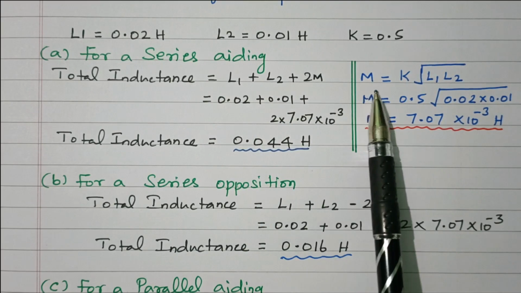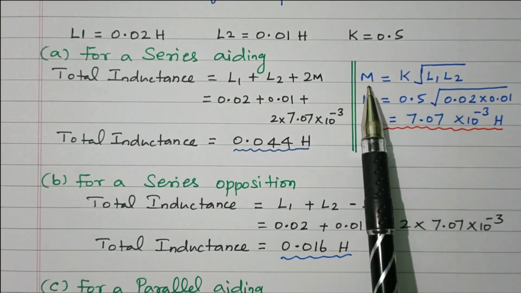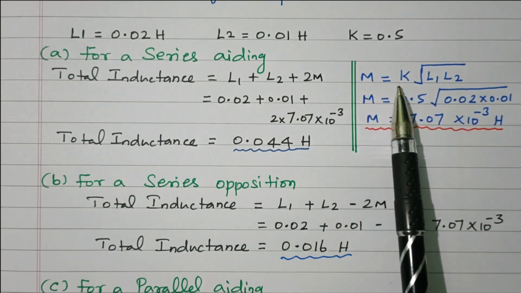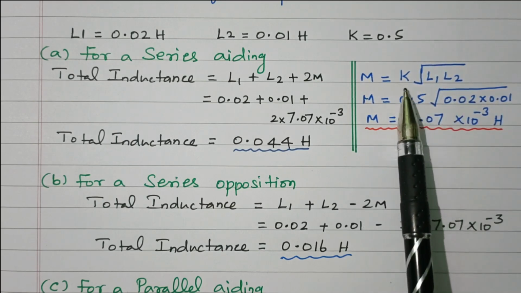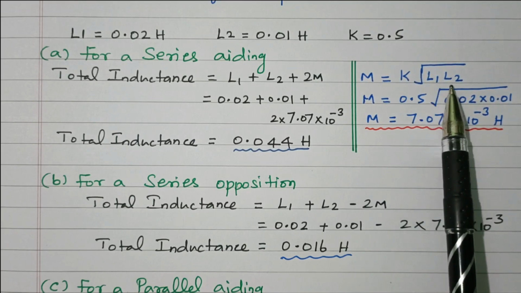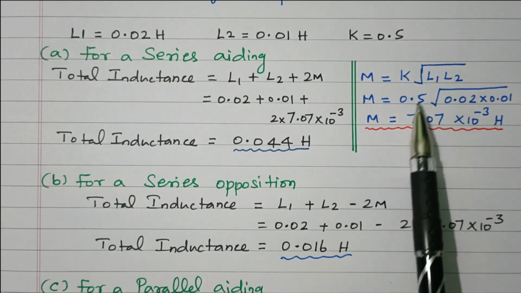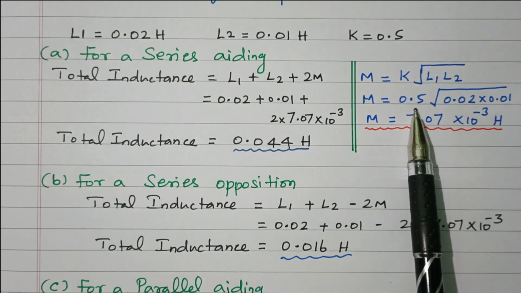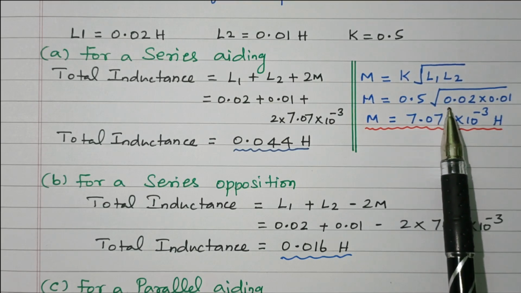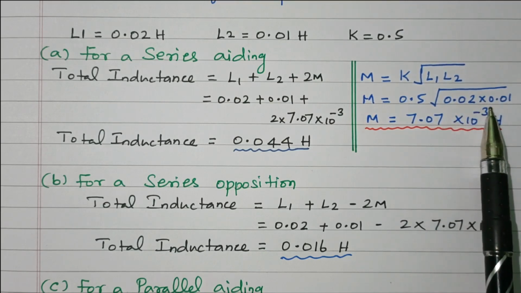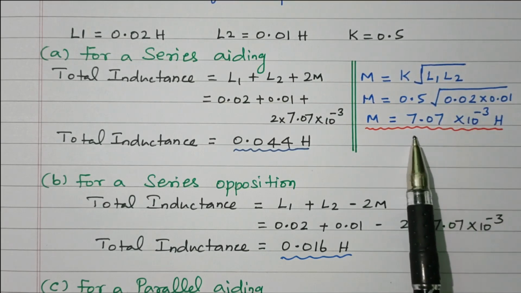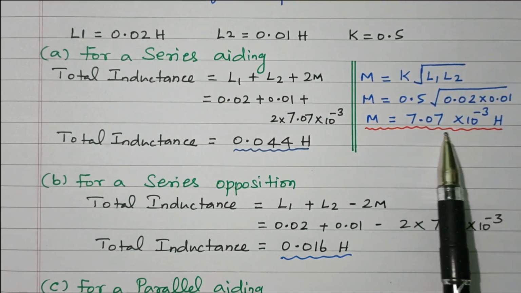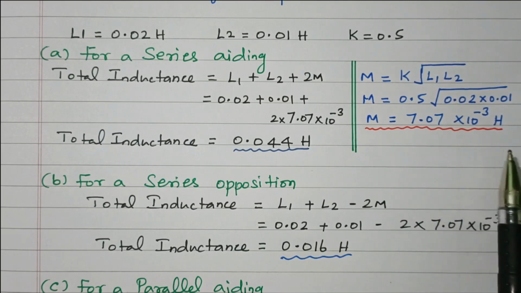So first we will find the mutual inductance M. The formula is M equal to K times square root of L1 L2, coupling coefficient, inductance L1 and inductance L2. So all the values are already available. K is 0.5, square root of L1 0.02 and L2 0.01. So the M value after simplification we got 7.07 into 10 to the power minus 3 Henry.